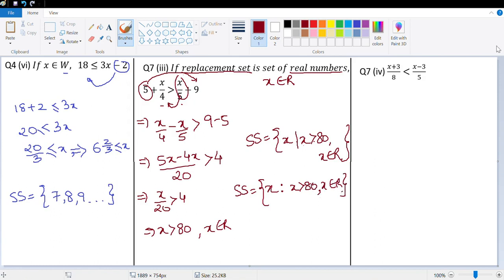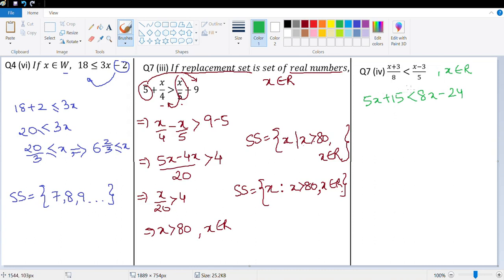Let's look at question number 7, part 4. Again, it's a replacement set and it's a set of real numbers. So x belongs to R. Let's cross multiply both sides, this side by 5, this side by 8. So this becomes 5x plus 15 is less than 8x minus 24.